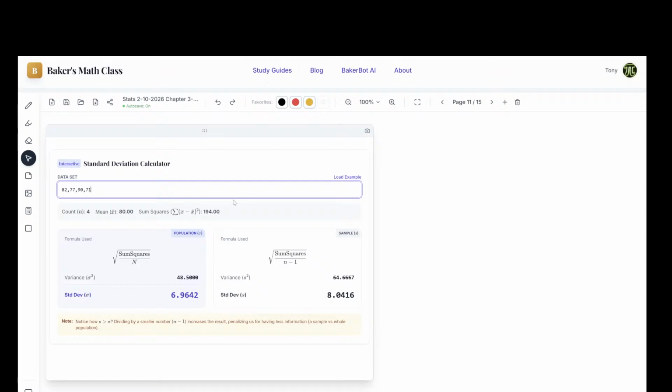What's a sample? Is it smaller than the population or bigger than the population? Smaller, because it's a piece of the population, right? So would the sample be more accurate or less accurate? Less accurate, right? Because if I want the most accurate, I'm going to use the population. So your samples are going to be a little less accurate.